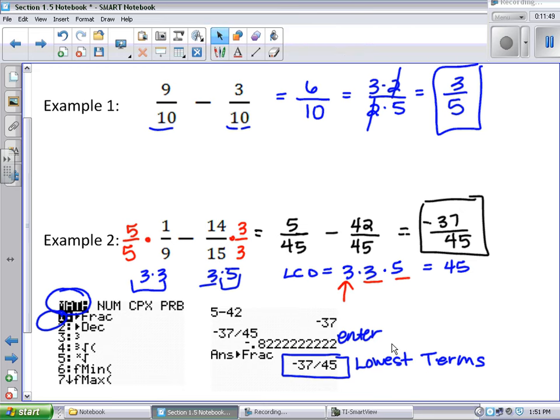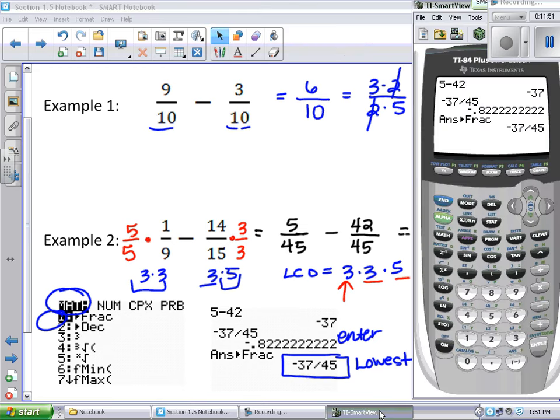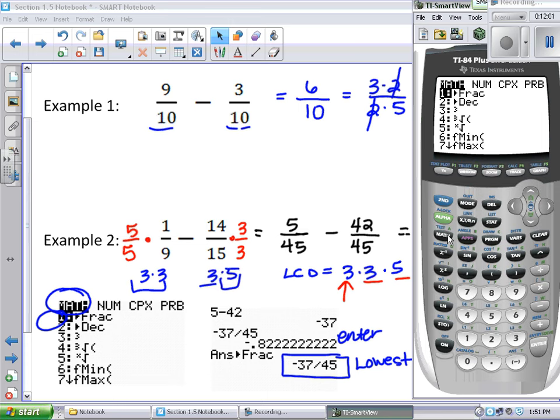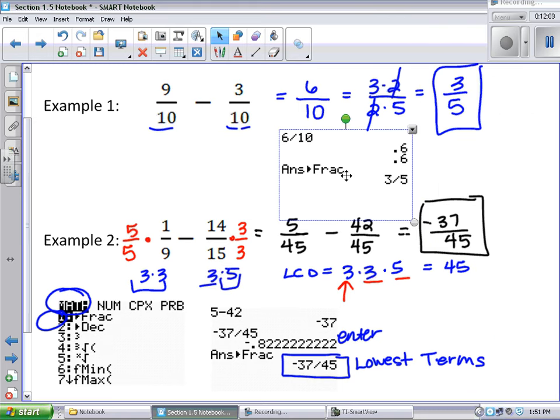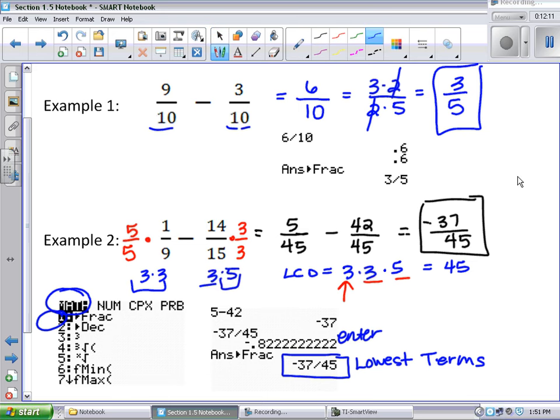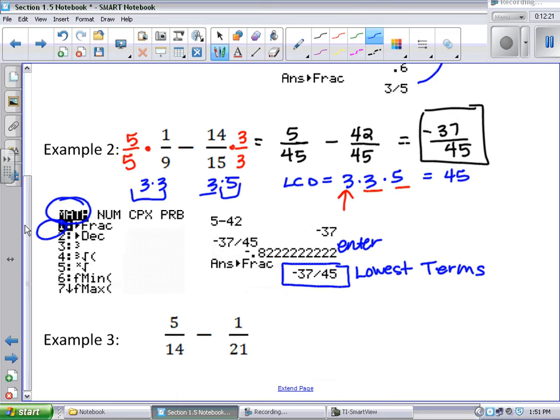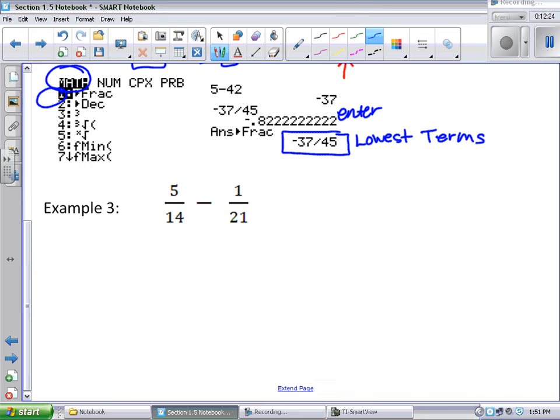Okay, as an example, let's look at the previous one. We had 6 divided by 10. If I hit enter, it gives me 0.6, but if I go math, fraction is 1, enter, it tells me 3/5. There's my fraction in lowest terms. Does it match what we got? Yes, it does. So that's one way to double check on your calculator that your fractions are in lowest terms. We have one more example here.